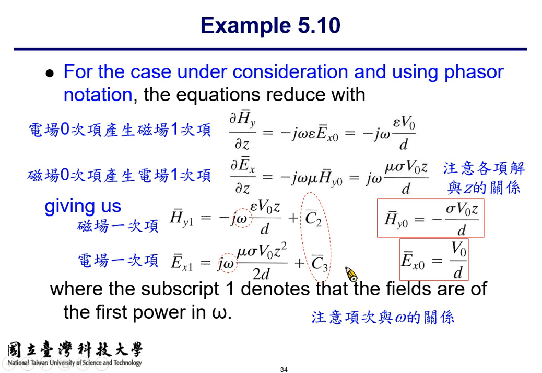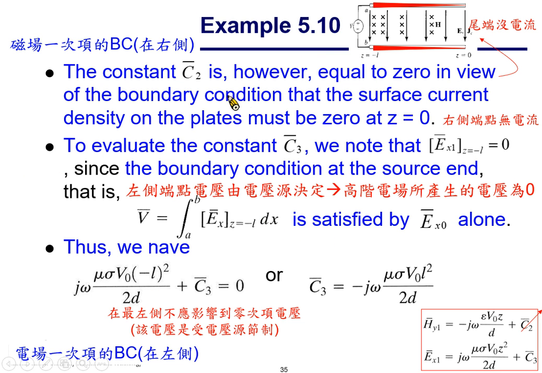Why? Because for the Hy1 term, we substitute Z with 0, so that at the very right end of this equation, we can see that C2 must equal 0, so that there is no current on the very right end. On the other hand, to find out C3, you should look at the left-hand side.